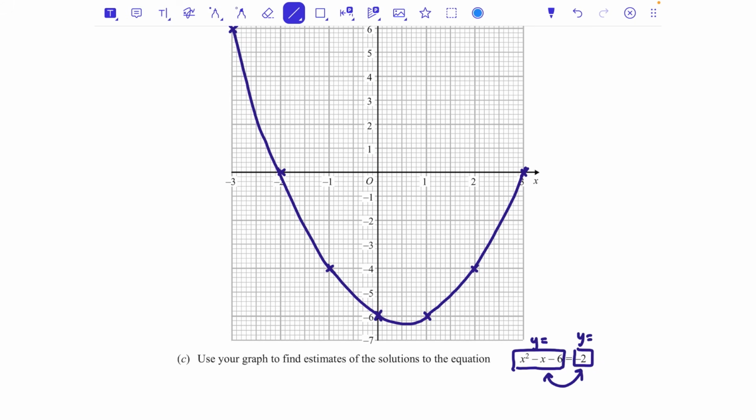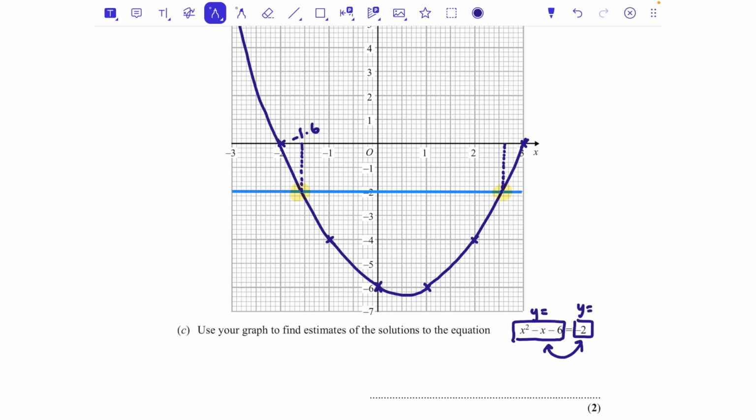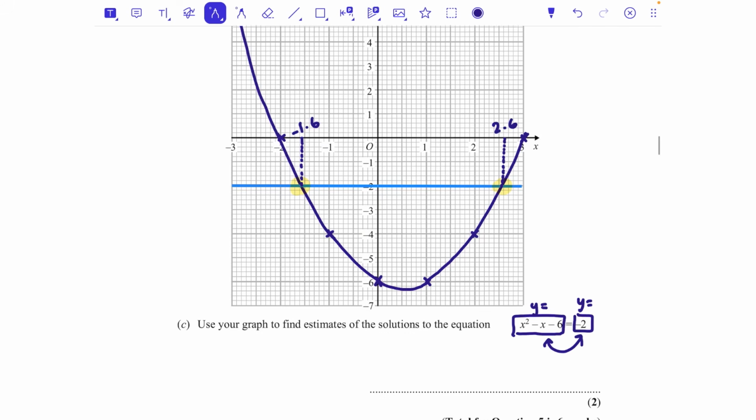So I'm going to draw the line y equals minus 2. It's not asking when it equals 0, so we're not doing the roots here. We're saying when does it equal minus 2. And that happens here and here. So I'm just going to look up from there and up to there and then state those 2 values. So I'm going to say that that's minus 1.6 for that one and 2.6 for that one.